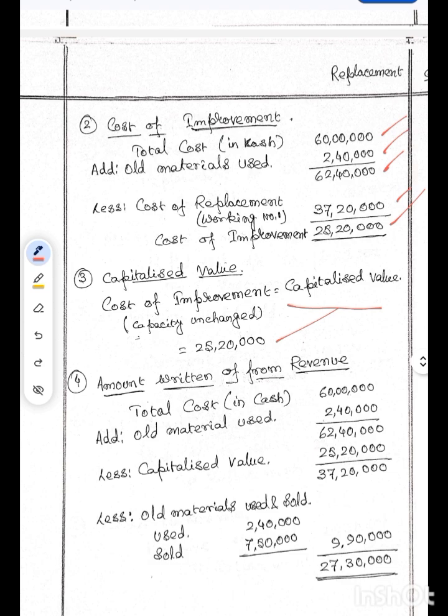So now we come to our last calculation, that is calculation number 4. Total cost in cash is 60 lakh, old material used 2 lakh 40,000, it becomes 62 lakh 40,000. From that, the capitalized value is 25 lakh 20,000. So the balance is 37 lakh 20,000, and thereafter we deduct old material used and sold, 2 lakh 40,000 and 7 lakh 50,000, equal to 9 lakh 90,000. So the amount written off to revenue is 27 lakh 30,000. Okay. Next come to our accounting entries.